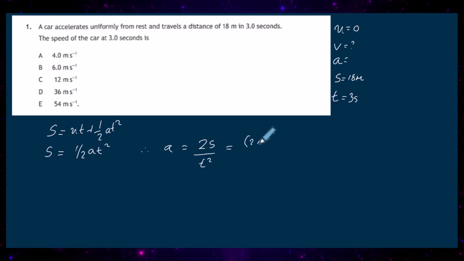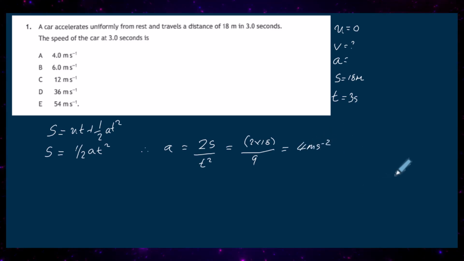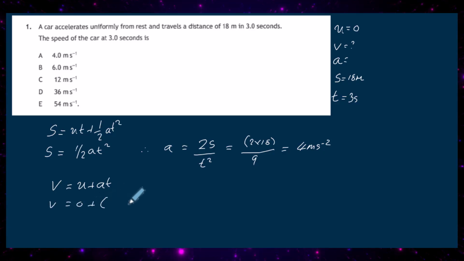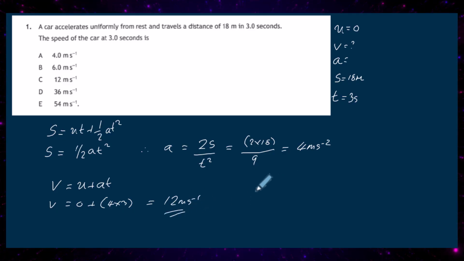2 times displacement is 2 times 18, divided by t squared, which is going to be 9, since 3 3s are 9. If we work that out, we're going to get an acceleration of 4 metres per second every second. Now, once we've got the acceleration, we can go back to the other equation, v equals u plus at, and we know that u is equal to 0, so 0 plus the acceleration, which is 4, times the time it's accelerating for, which was the 3 seconds, and we're going to have a final velocity of 12 metres per second, which is going to give us the answer of C.